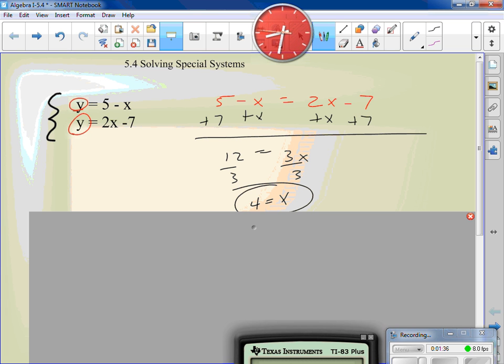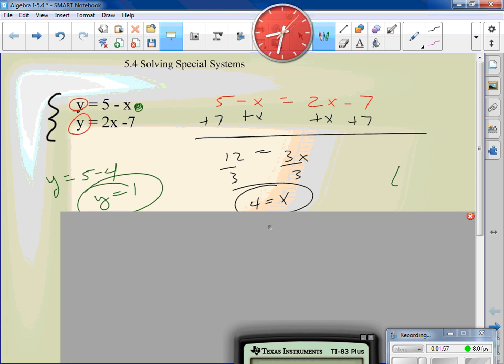I take this one and put it into one of the two equations. I like the top equation better. There's less things to substitute in for. I don't have to multiply anything. y equals 5 minus 4. y is equal to 1. Which means my final solution is (4, 1).